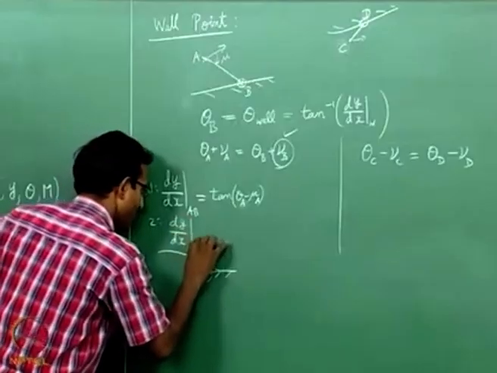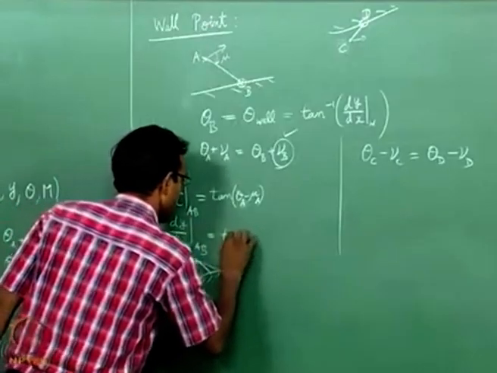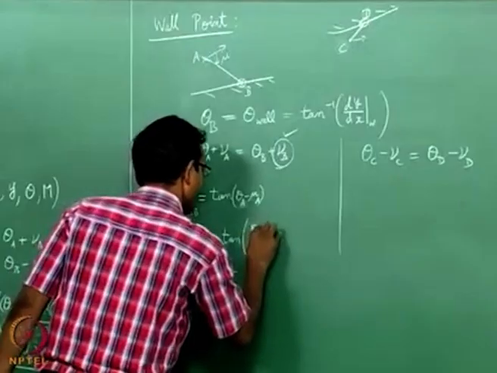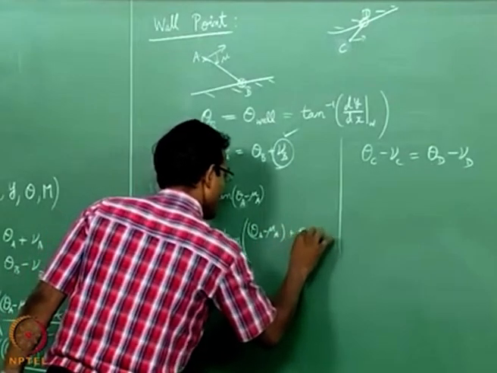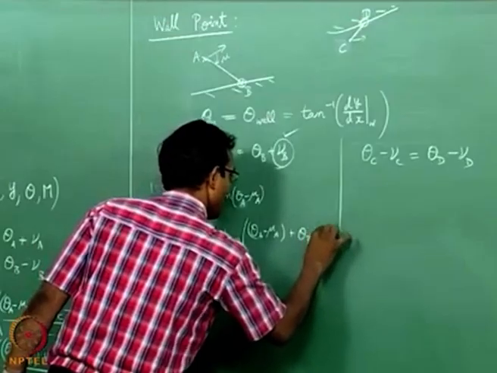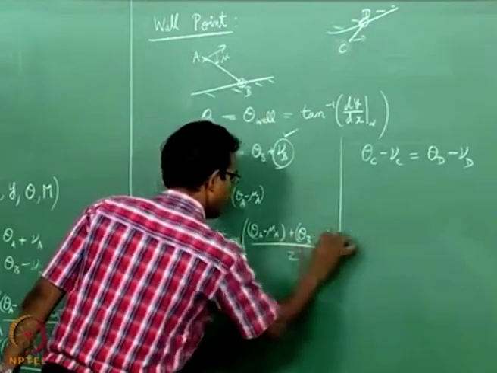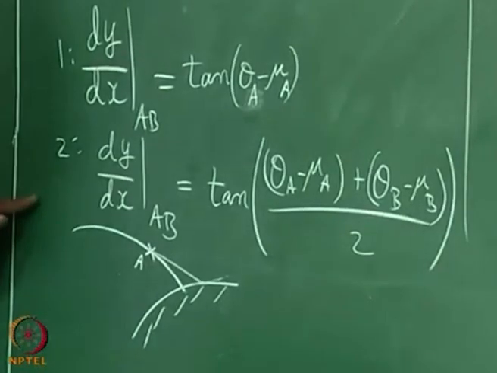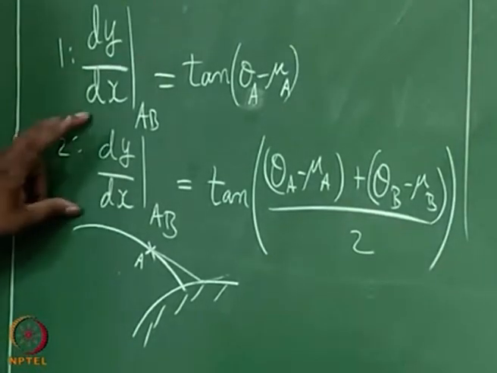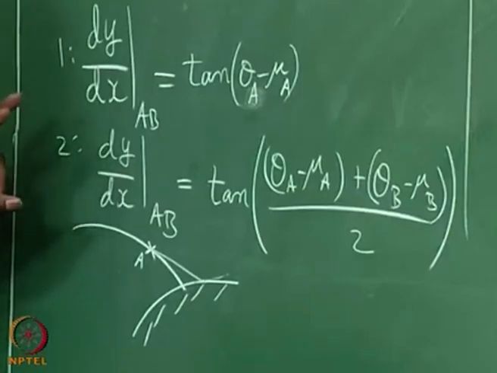dy by dx of AB is equal to tan of theta A minus mu A plus theta B minus mu B, divided by 2. I am taking an average now, and I will keep on doing this step 2 till I am getting dy by dx exactly the single value.